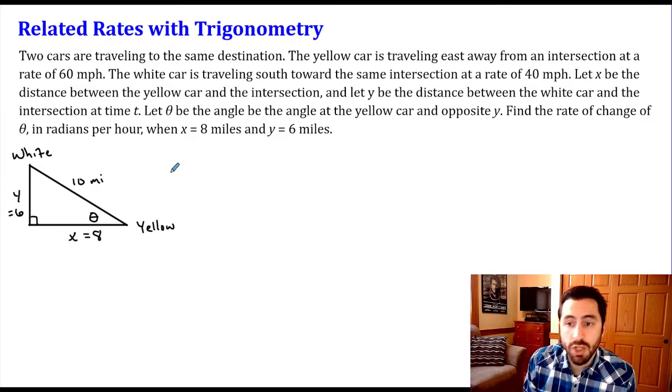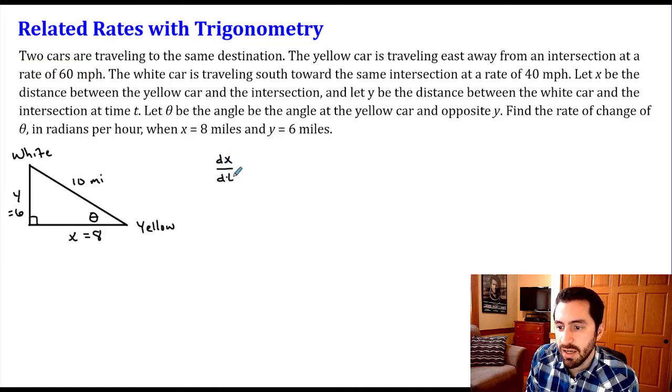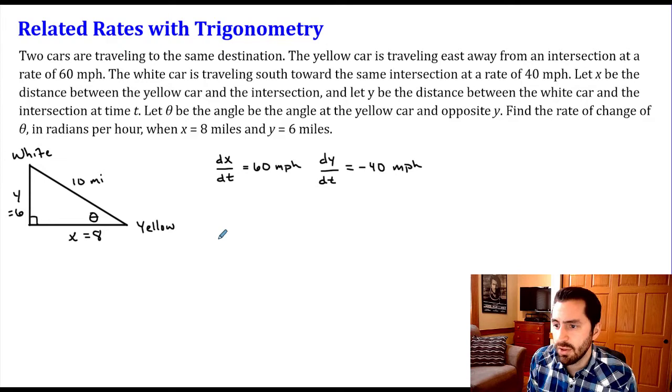Now we also know some rates of change. The yellow car is traveling east away from the intersection at a rate of 60 miles an hour. So the rate of change of x with respect to time is 60 miles per hour. And it says that the white car is traveling south at 40 miles an hour. So the rate of change of y with respect to time, well, it's moving closer to the intersection, so that distance is shrinking. So this is actually negative 40 miles per hour. All right, so I think that's everything that we know.